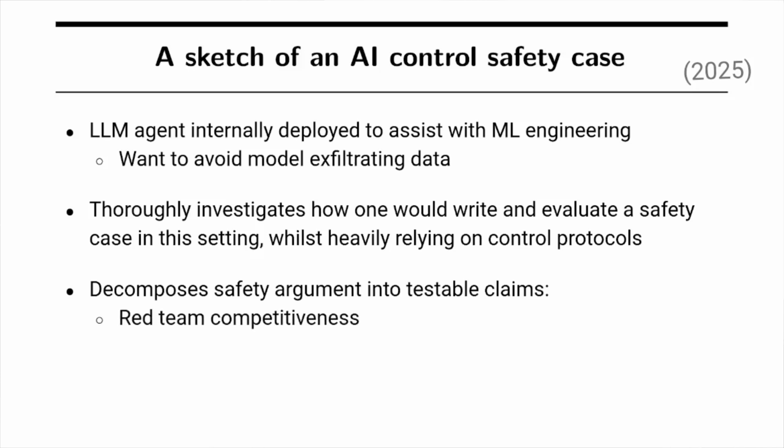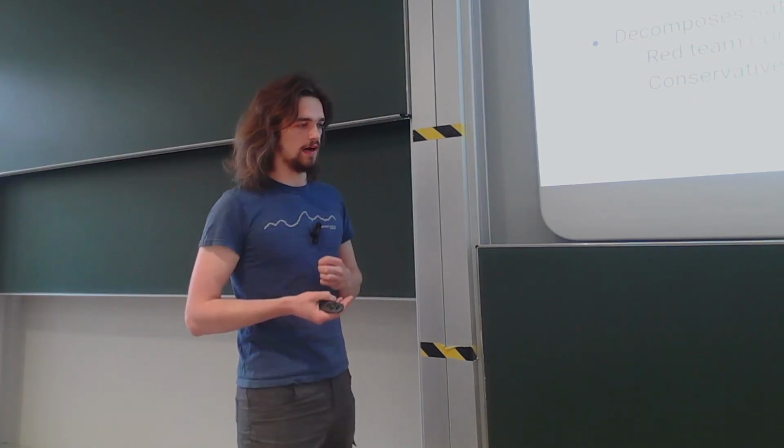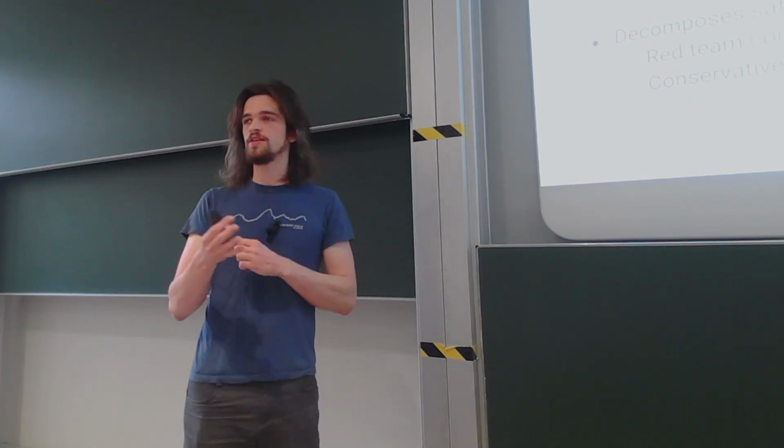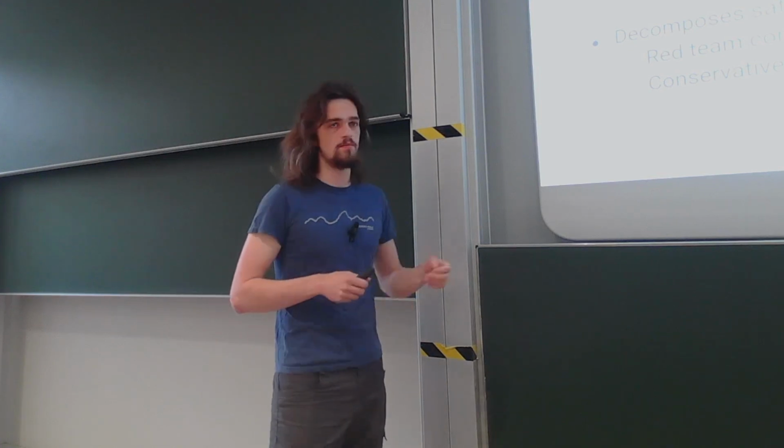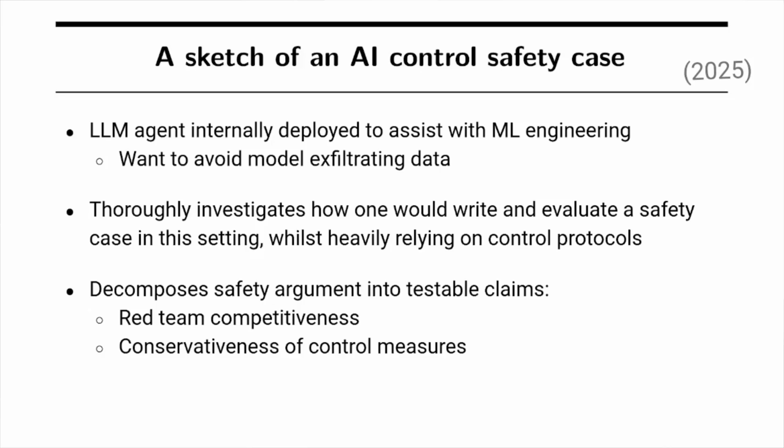And they really show how you can decompose a safety argument into very testable claims. And these could be claims about how competitive your red team is. Are you confident that your red team has exhaustively found all the strategies a model could use to get past your protocols? How conservative are your control measures? Are they relying on too many assumptions about how your model works? Maybe if you have some white box control measure, you could argue this is not very conservative.